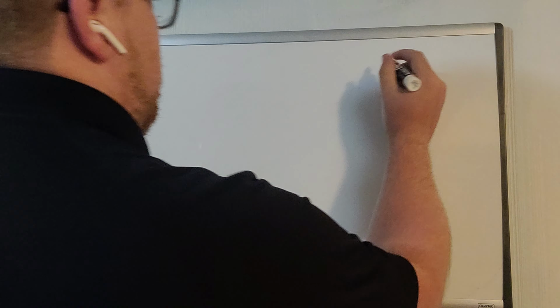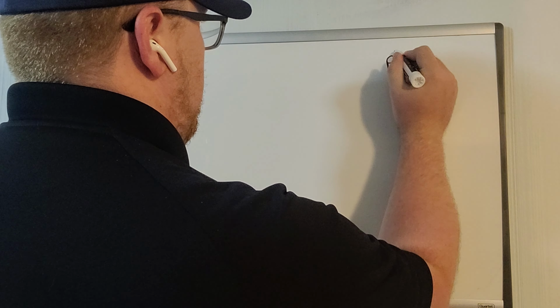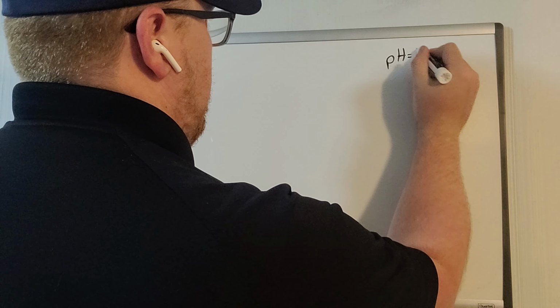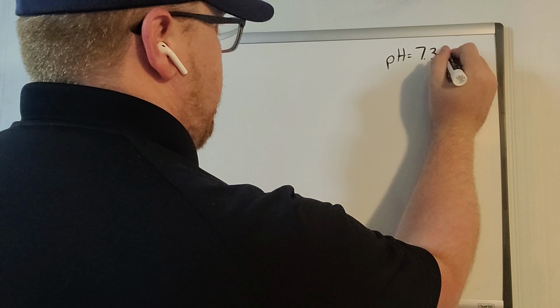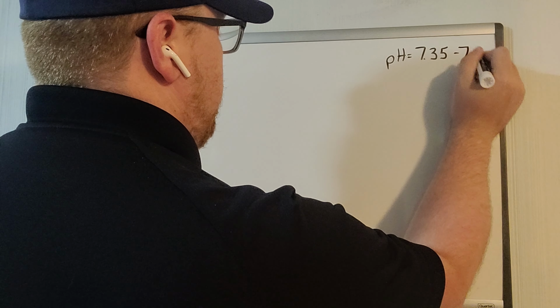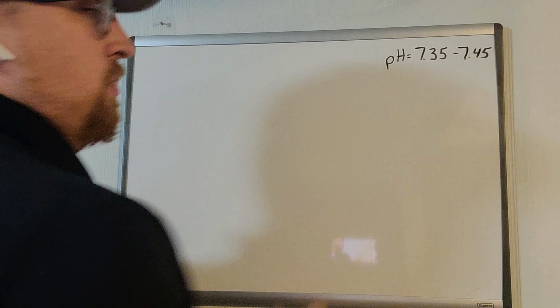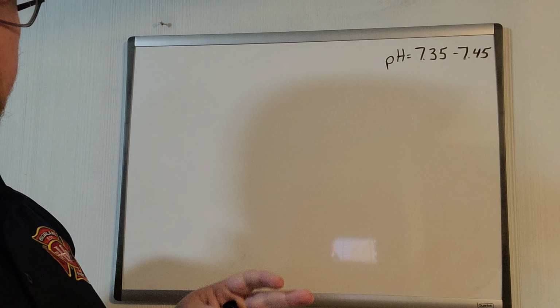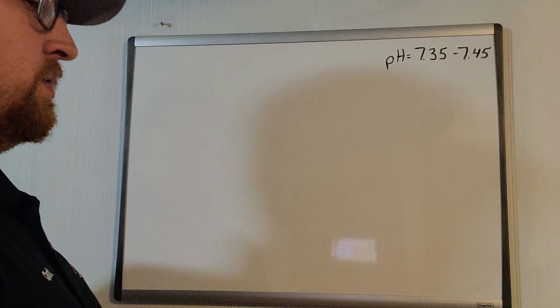What's going to drive everything is where the pH is sitting in the body. So your body, in its nice, natural, homeostatic state, loves and wants to be anywhere from 7.35 to 7.45. That is where the body's natural pH wants to hang out.